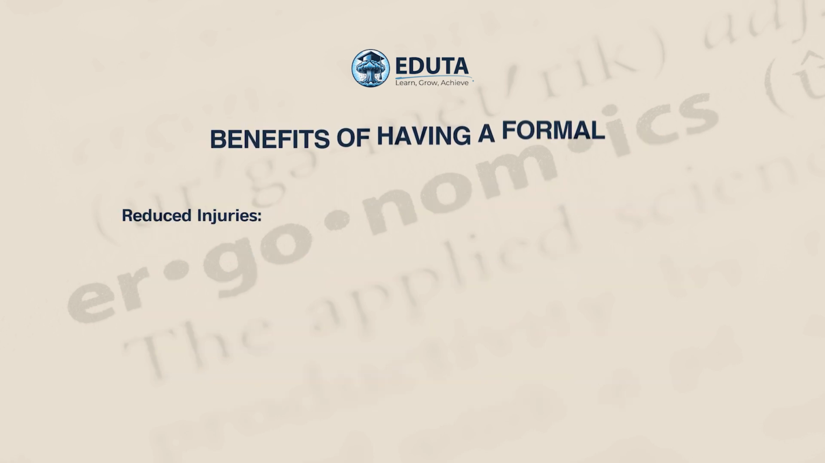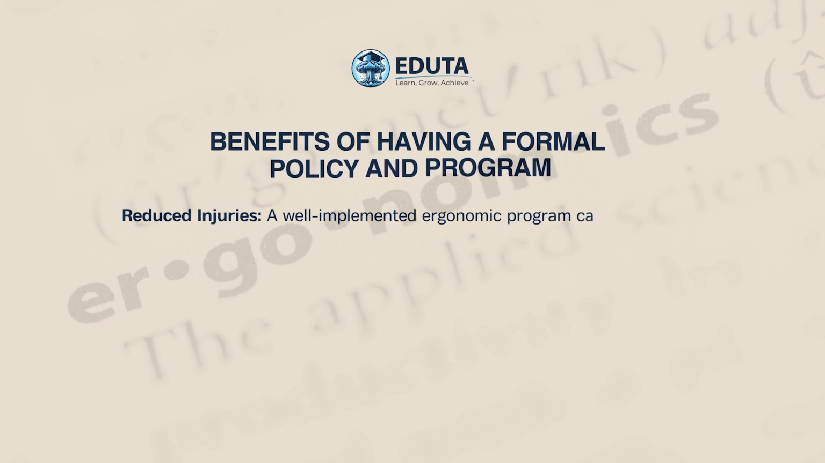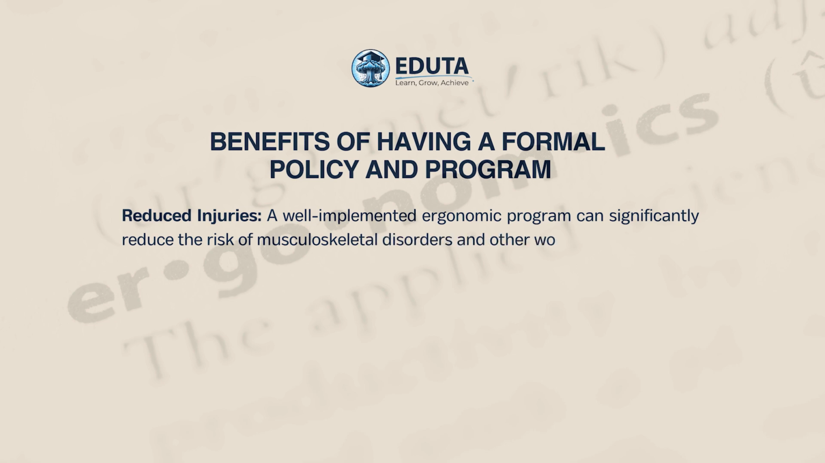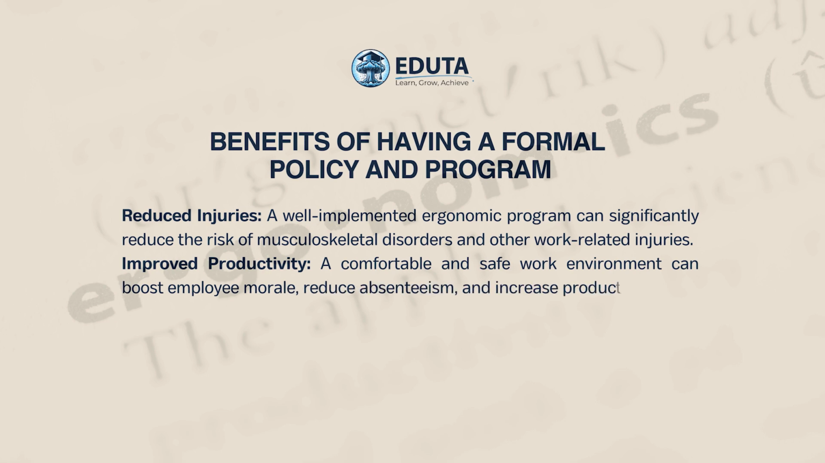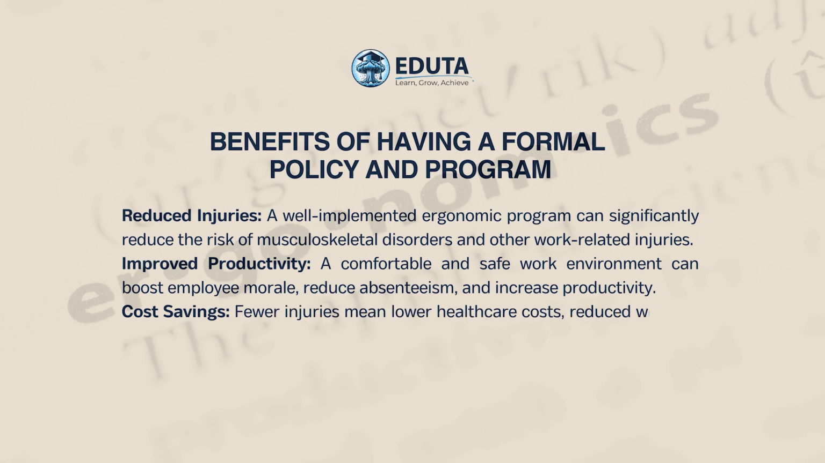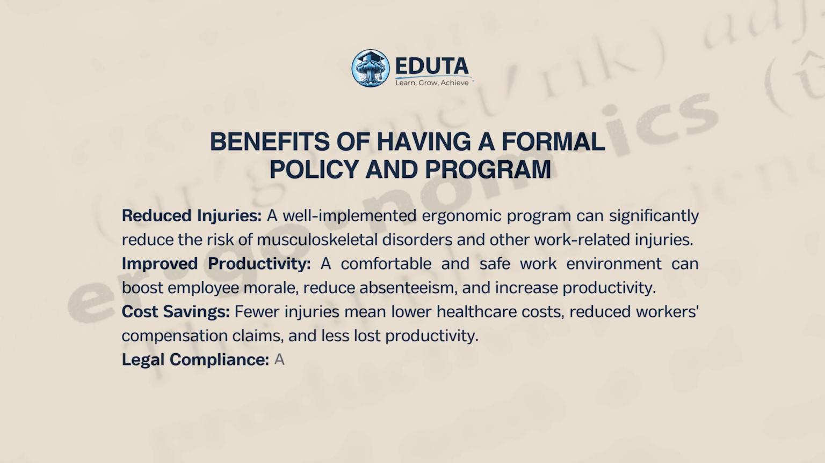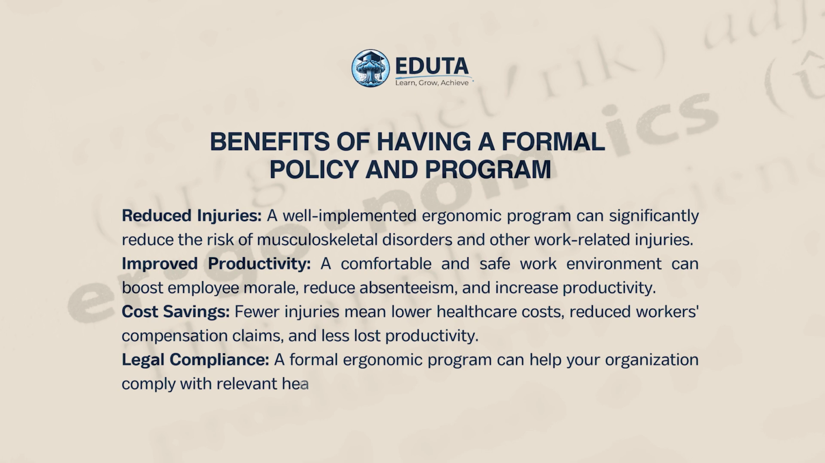Benefits of having a formal policy and program. Reduced injuries. A well-implemented ergonomic program can significantly reduce the risk of musculoskeletal disorders and other work-related injuries. Improved productivity. A comfortable and safe work environment can boost employee morale, reduce absenteeism, and increase productivity. Cost savings. Fewer injuries means lower healthcare costs, reduced workers' compensation claims, and less lost productivity. Legal compliance. A formal ergonomic program can help your organization comply with relevant health and safety regulations.